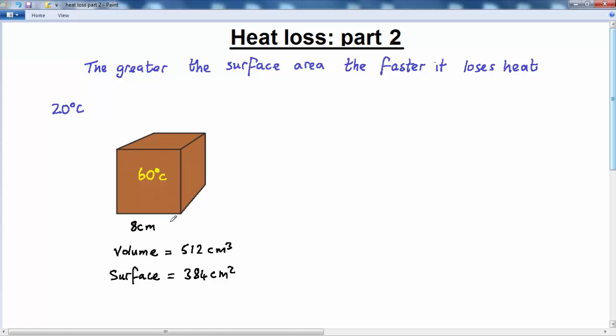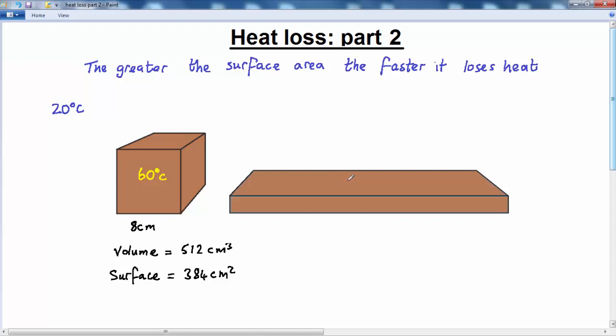So let's think about what happens if we change the shape of this object. We're going to introduce another object with exactly the same volume, exactly the same temperature, and made from exactly the same material, but it's going to have a different shape. This new object is at 60 degrees Celsius, it's made from the same material, but it's clearly got a different shape. This time its length is 32 centimeters, its height is 2 centimeters, its width is 8 centimeters, and if you do your calculations you'll find that its volume is exactly the same as the volume of this cube. What we need to do is check the surface area.